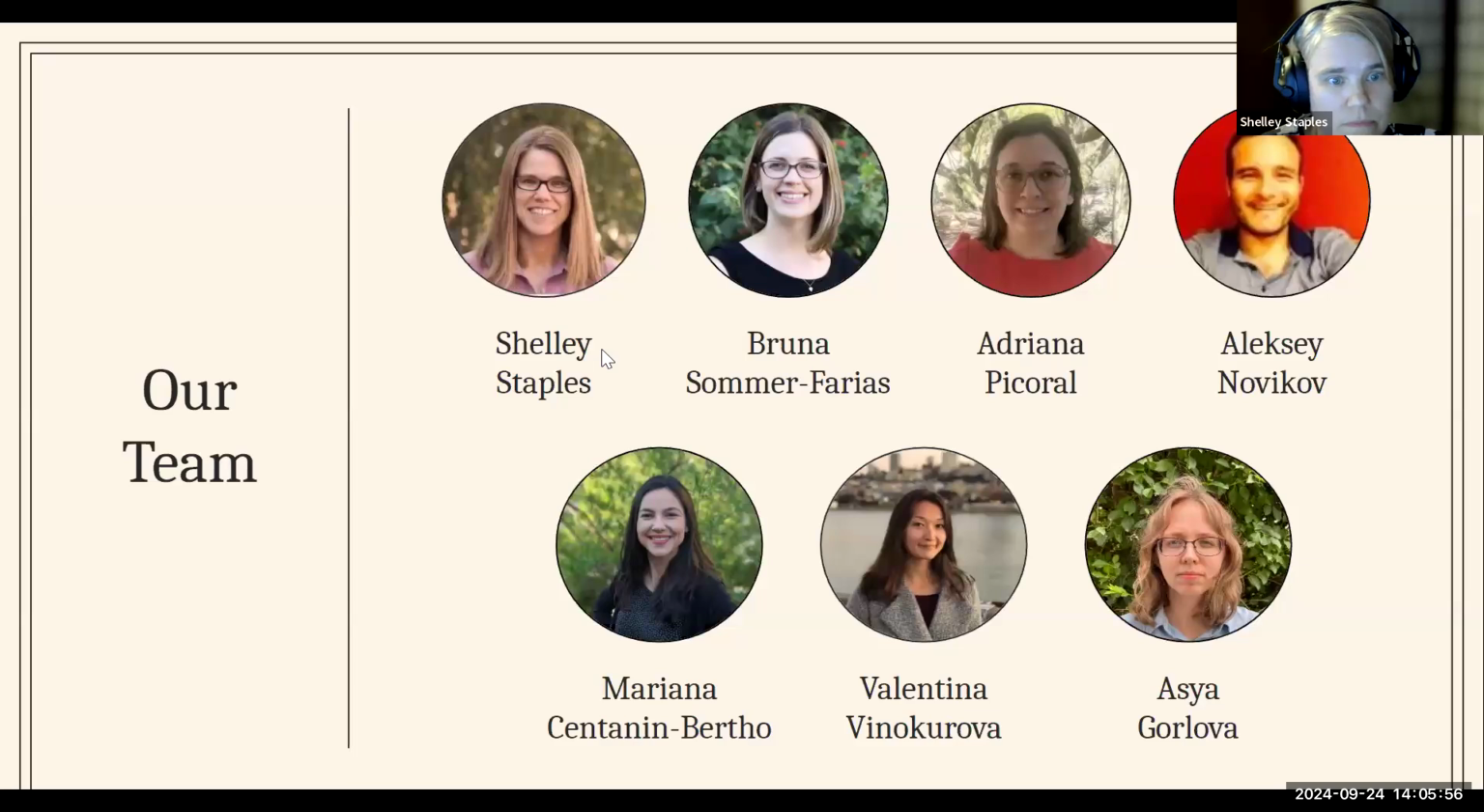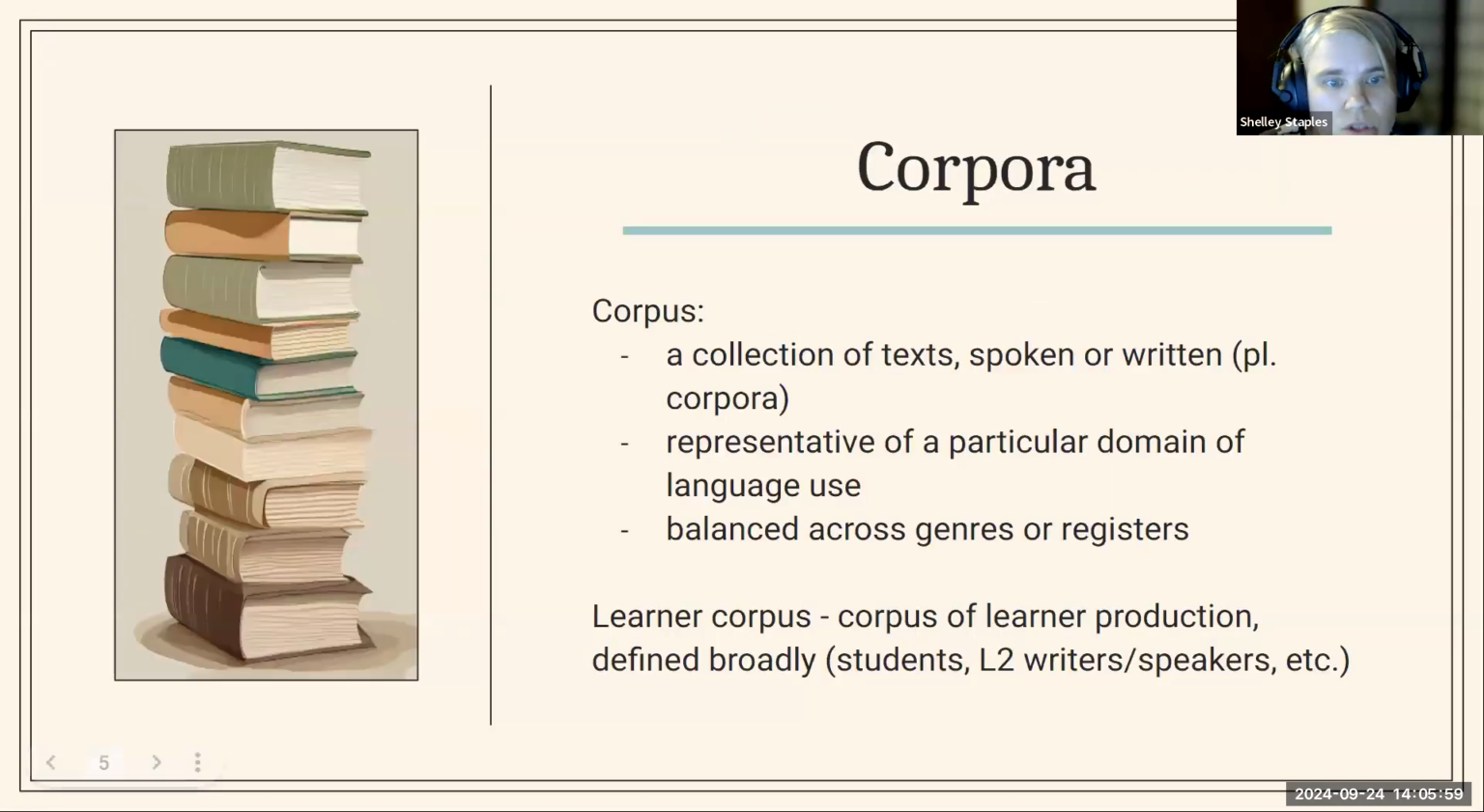Again, probably don't need this definition for this group, but in case there's people that are watching, we're defining a corpus as a collection of texts, spoken or written. And we do try to think about it being representative of a particular domain of language use. So in the case that we're going to be looking at, our domain is classroom assignments from students who are taking foreign language classes. And right now we just have texts from the University of Arizona, but our programs are pretty representative of Russian and Portuguese programs around the US.